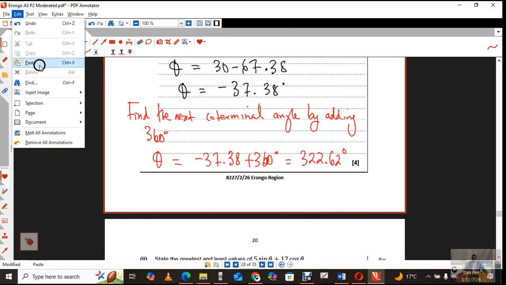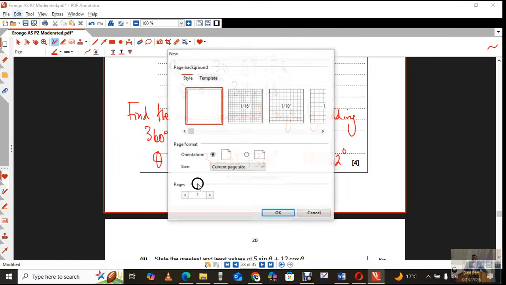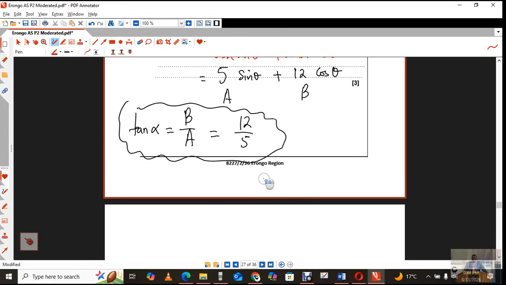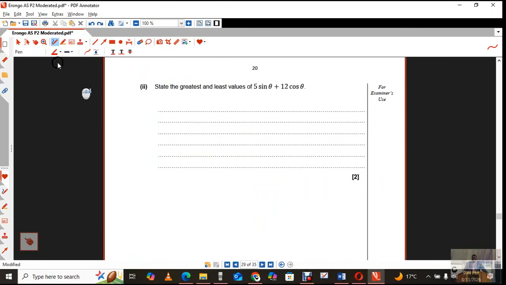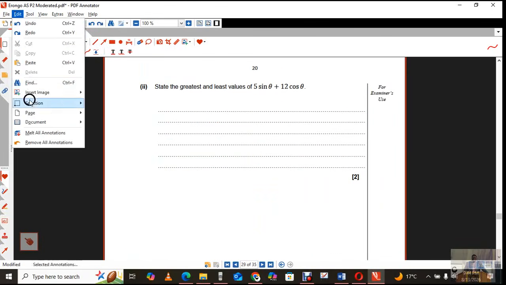Let me just insert one page more. Wrong part. Page.